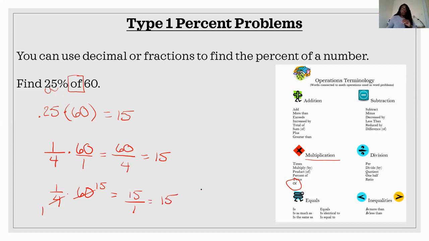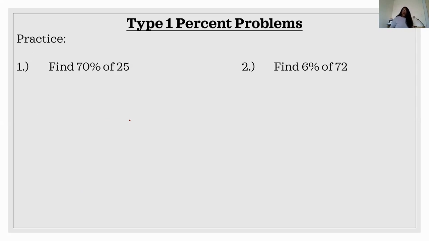So it's up to you. Look, we found 3 different ways, basically, to solve the same problem, okay? You're going to encounter that quite often. Me personally, I like to change it from a percent to a decimal and then multiply. That's just me, okay? But go with your flow. So now let's practice that.